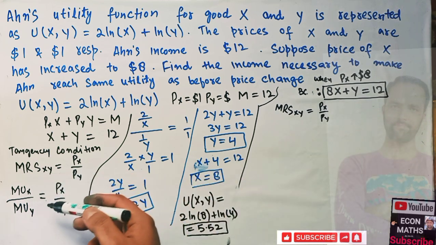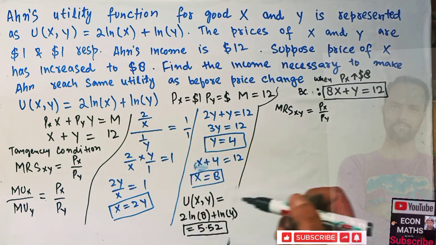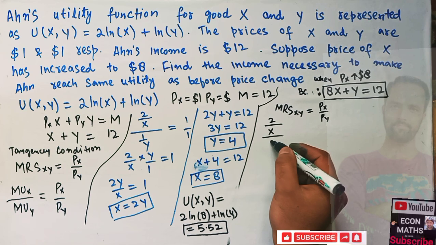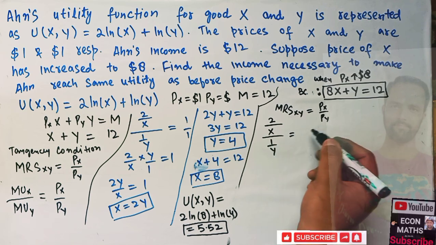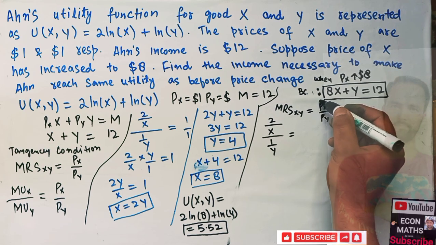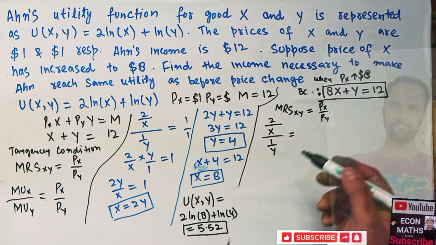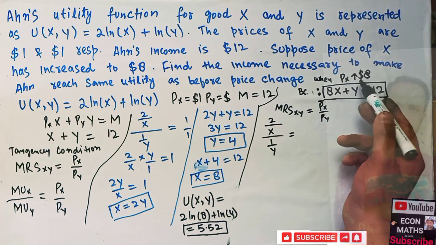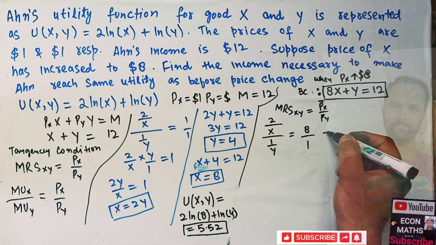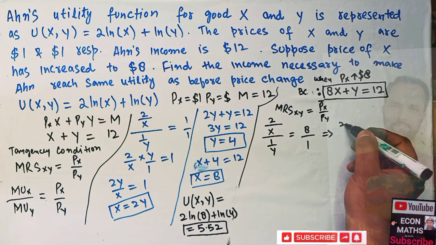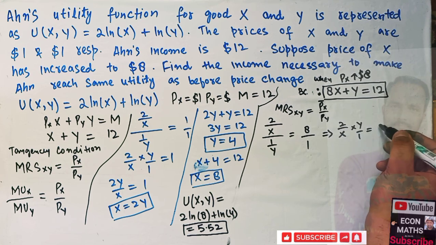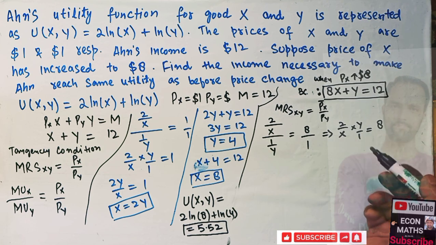And what is the marginal rate of substitution? We have calculated this very thing. This comes out to be 2 upon x divided by 1 upon y, which should be equal to the ratio of the prices. What is the price of x here? Let us take a bar, that means the new price. The price of x is this time 8, so we can write 8 upon the price of y, which is the same. So when solving, this will become 2 upon x into y upon 1 is equal to 8.